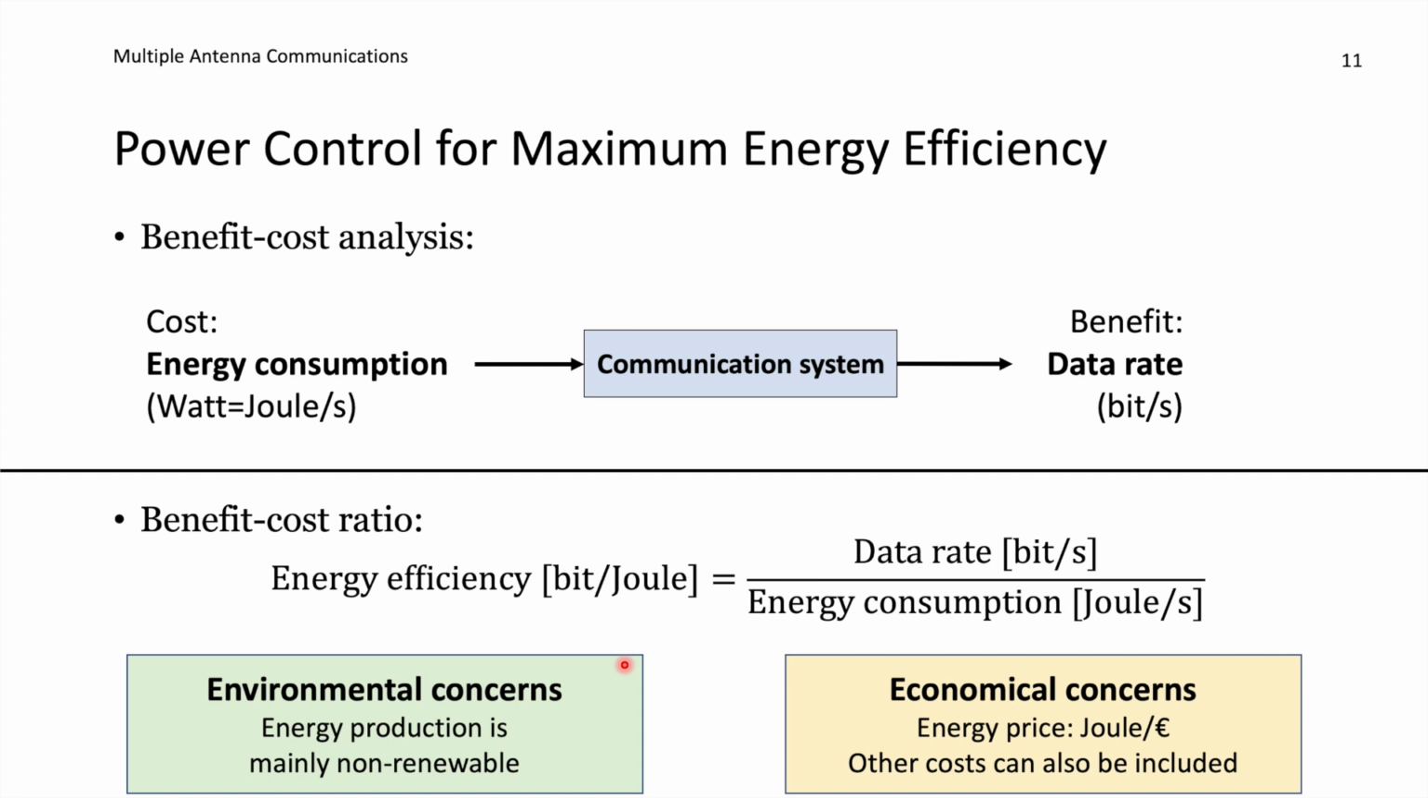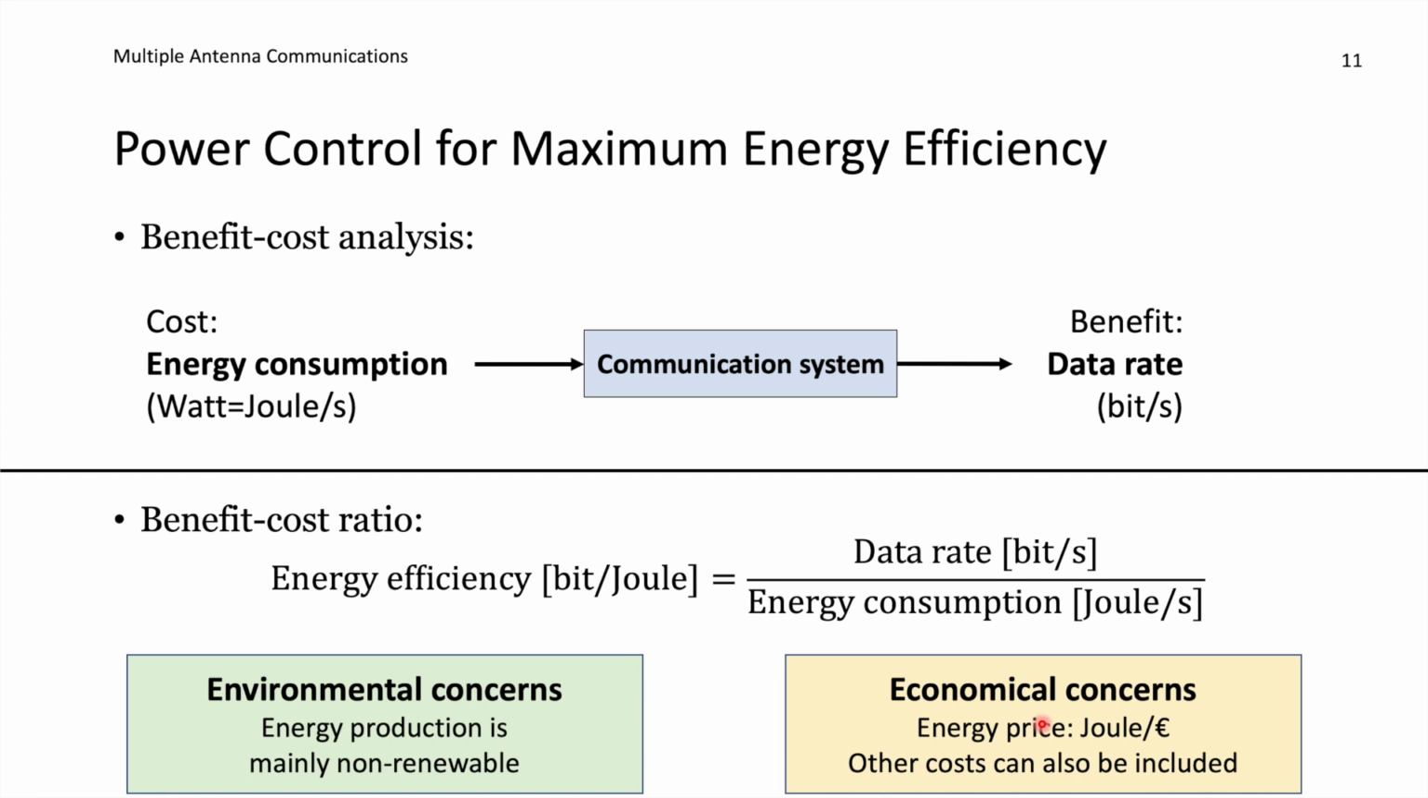Another type of concern will be economical concern. So the energy price is something that every operator of a network needs to care about. And we can express the energy price in joule per euro or joule per dollar. And if we are multiplying the energy efficiency metric here with joule per euro, we will get bit per euro instead. So the whole thing will turn into a cost efficiency analysis, but essentially the same thing. If we are making the energy efficiency as large as possible, then for a given energy price, we also make the system as cost efficient as possible.